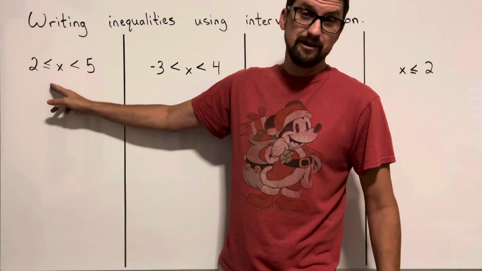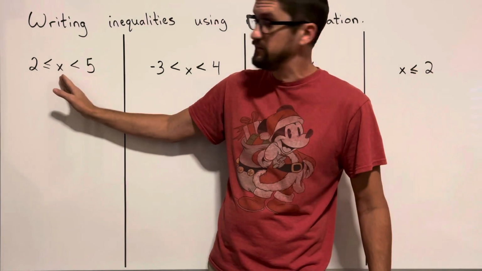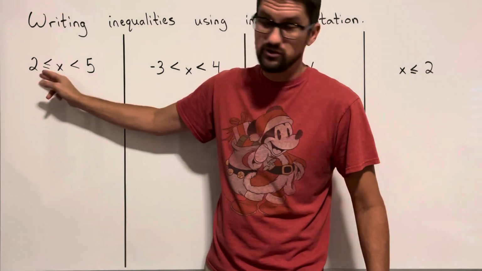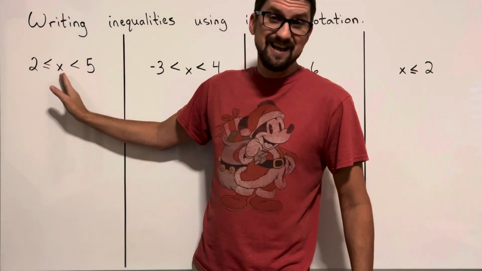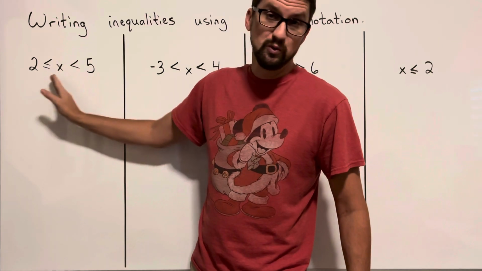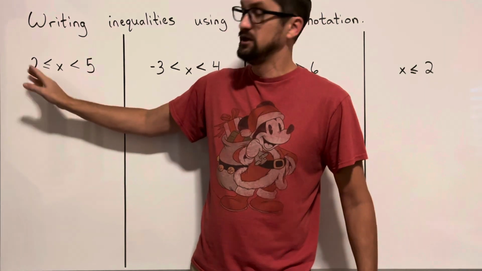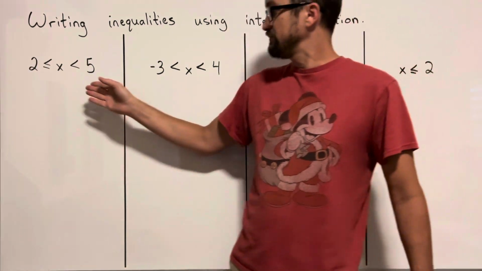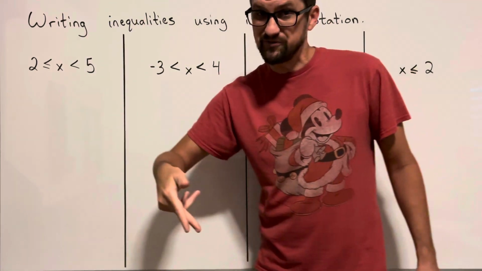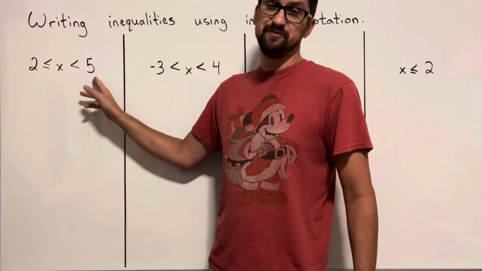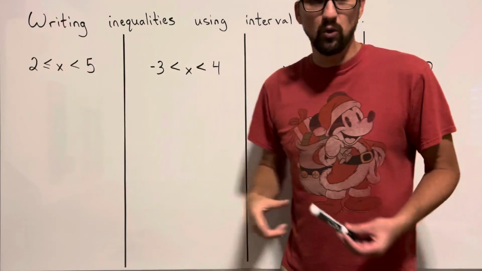Let's look at this one. We have 2 less than or equal to x less than 5. This is the same as, if you read it from the middle, x is greater than or equal to 2, but also less than 5. This is what you're going to say: x is between 2 and 5. The equal sign is included with the inequality here, so x is equal to 2 or greater than 2, but it has to be less than 5. So it gets really, really close to 5, but not actually reaching 5, like 4.999999. It doesn't actually go all the way to 5.